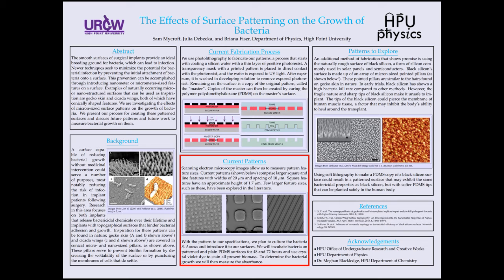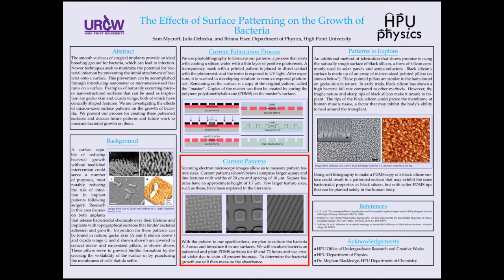The patterns shown here are examples of patterns that can be fabricated using our process. The squares and lines on these surfaces are each 20 micrometers wide and an approximate height of 1.7 micrometers. Features of this size have not been explored much in the literature and provide an interesting opportunity for new discovery.